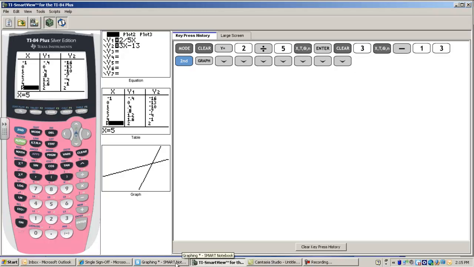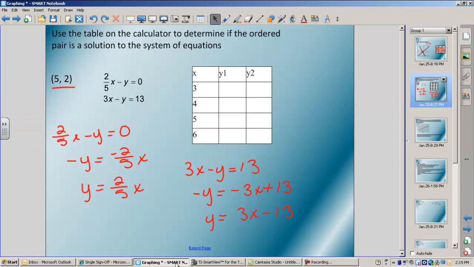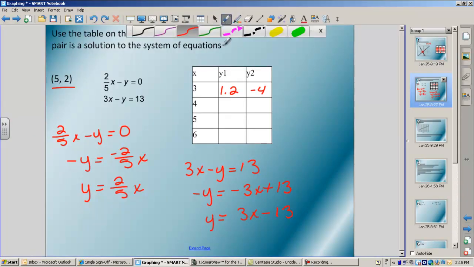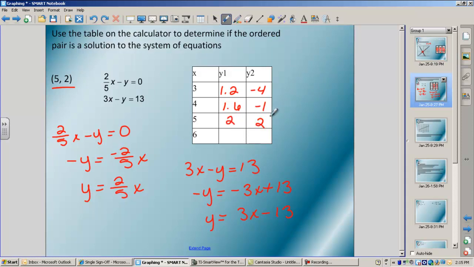So let's write down what we have. At 3, it was 1.2 and -4. At 4, it was 1.6 and -1. And then at 5, they were both 2.